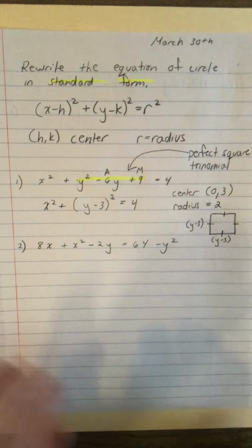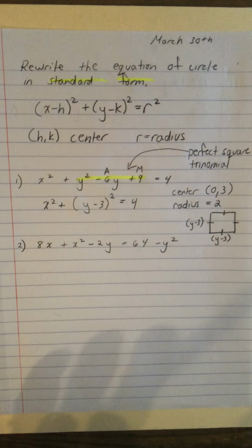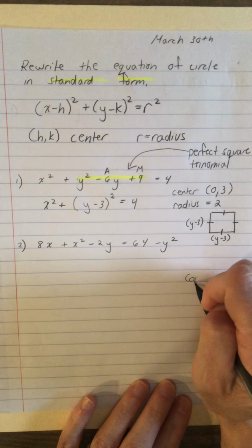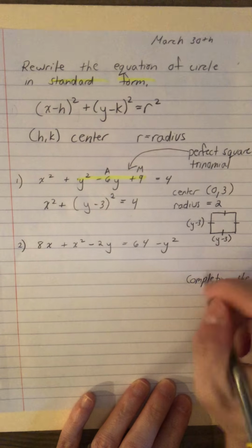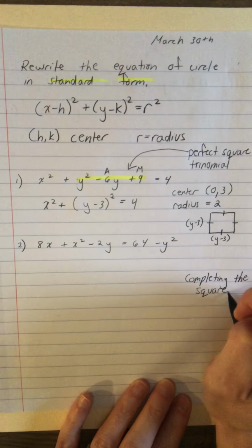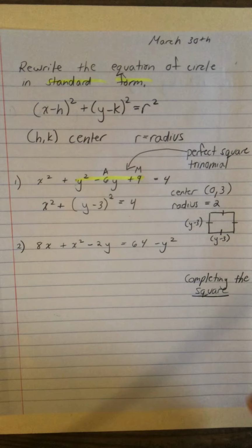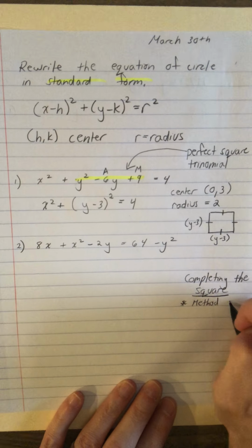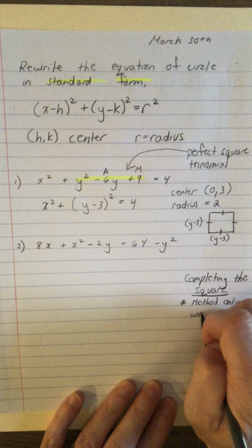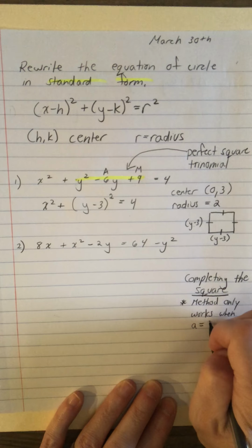So we are going to have to learn a method, and some of you did learn it in Algebra 1, and I'm sure some of you relearned it in Algebra 2. It's a method called completing the square. Now I'm going to emphasize the method that I'm teaching you only works when a is equivalent to 1. So this method only works when a is equivalent to 1.